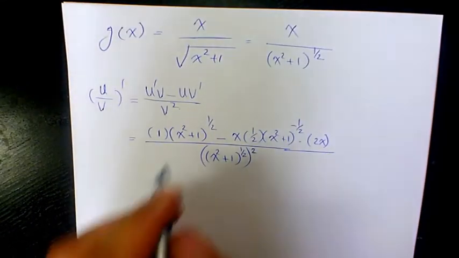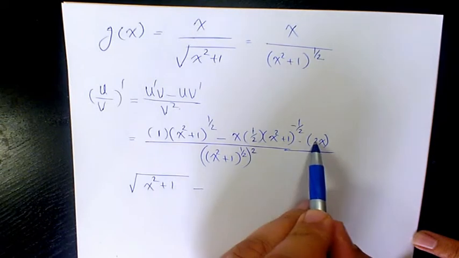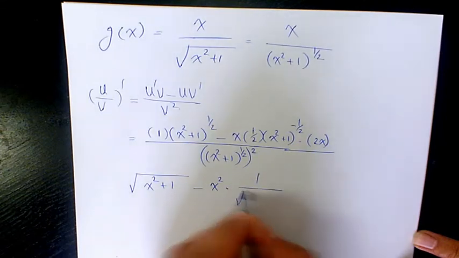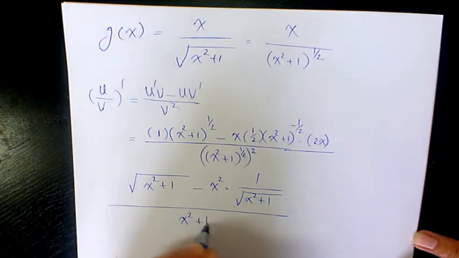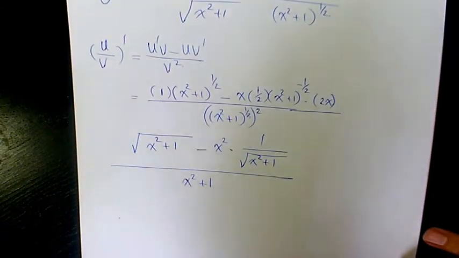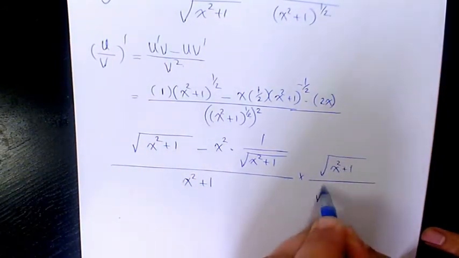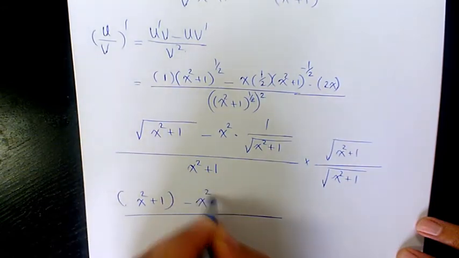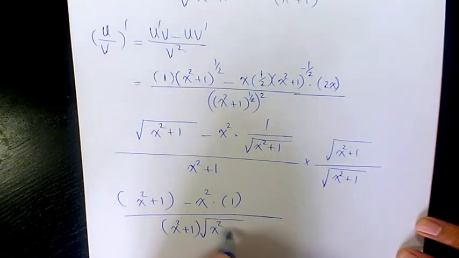Now let's simplify it. It's going to be square root of x squared plus 1 minus this 1 over 2 and 2 cancels out. We have x times x, x squared, times 1 over square root of x squared plus 1, divided by, 1/2 and 2 cancel out, x squared plus 1. Now if I multiply numerator and denominator by square root of x squared plus 1, we're going to get x squared plus 1 minus x squared times 1, divided by x squared plus 1 times square root of x squared plus 1.